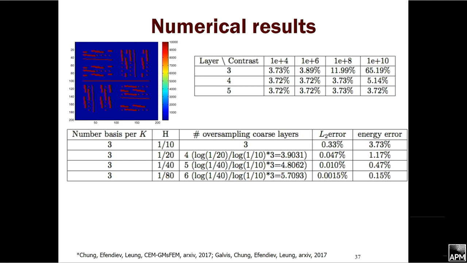This method works pretty well. For example, for this media, you can see the errors here are very small. And here we show that it converges as H and so on.